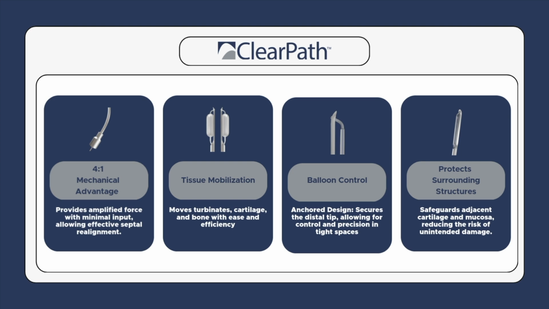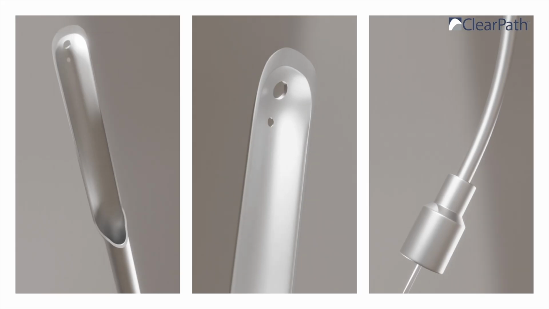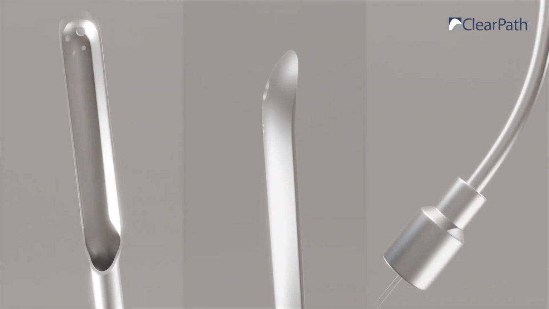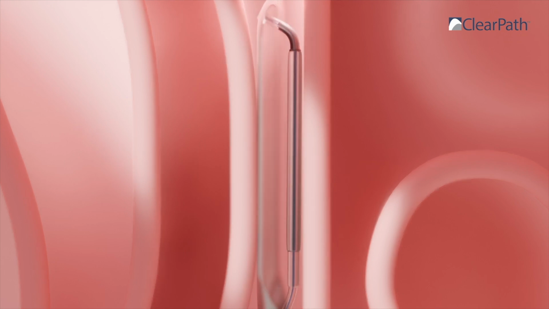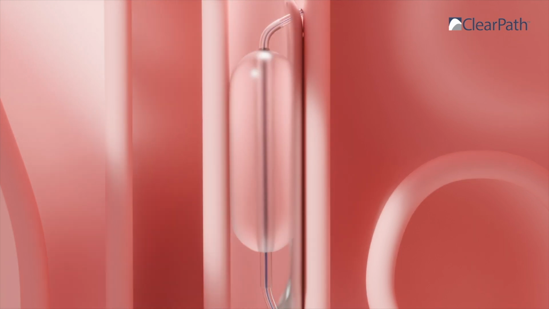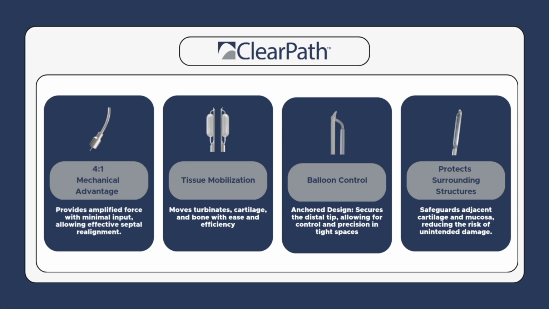The design of the balloon and spatula allows surgeons to gracefully move turbinates, cartilage, and bone. The end of the spatula secures the distal tip, ensuring precise control even in tight anatomical spaces. Most importantly, the device protects surrounding structures, safeguarding adjacent cartilage and mucosa to minimize the risk of unintended damage, as previously discussed in this video.